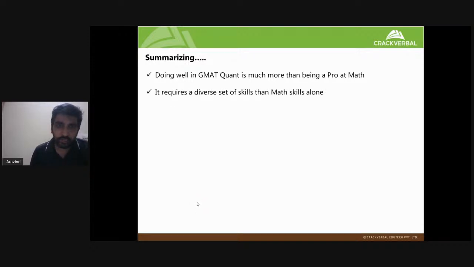As I said, it requires a more diverse set of skills than math skills alone. You have to have a good set of reasoning skills. You have to have a lot of common sense, and you need to be good at your calculations.